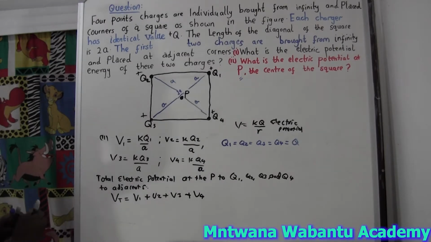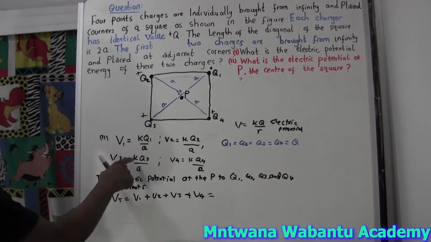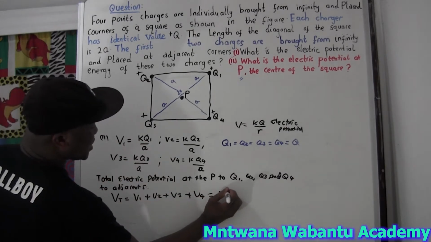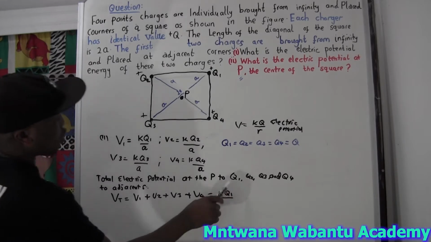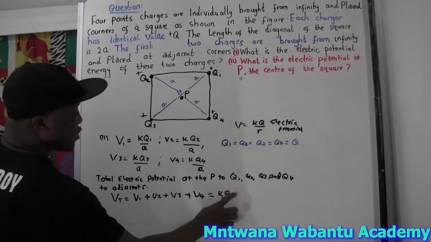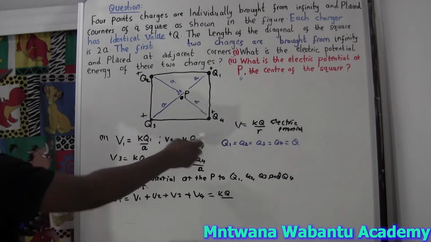So we can say V total equal to V1. So what is our V1? Our V1 equal to K Q1 over A. So we say K charge 1, which you know charge 1 equal to, but here charge 1, charge 2, charge 3, charge 4 equal to Q. So I can just say Q, because this Q1 equal to Q.